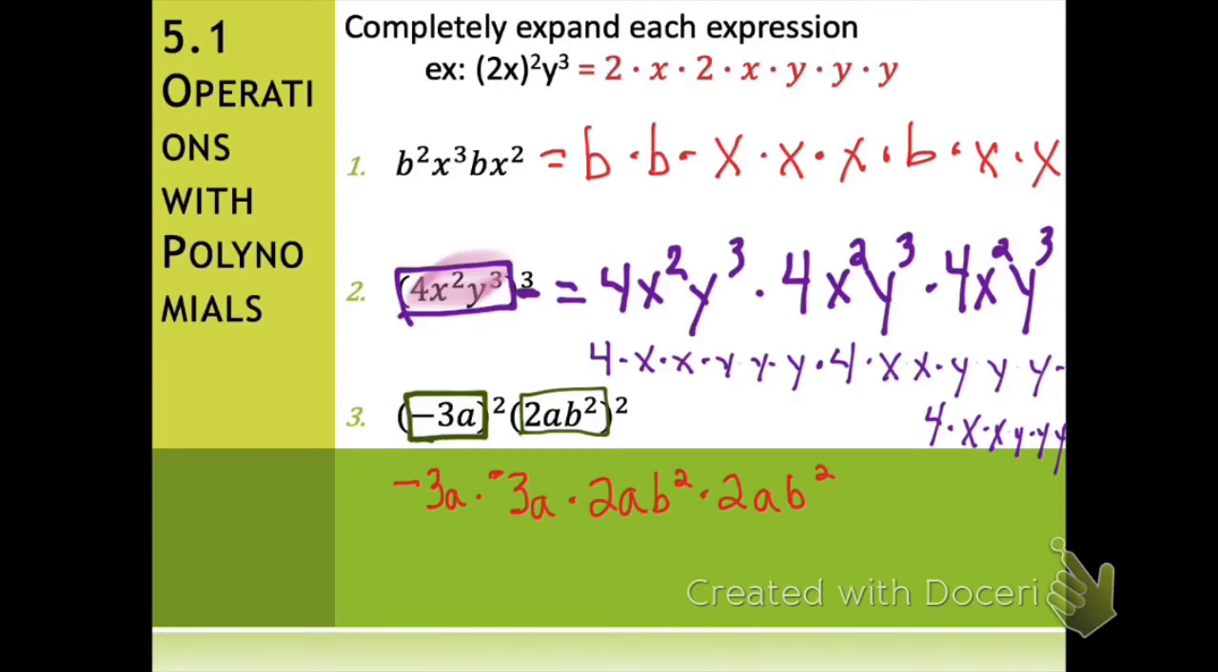Now I'm going to finish expanding, so negative 3 times a times negative 3 times a times 2 times a times, there's 2 of those, b times b times 2 times a times 2 of those, b times b. There we go, completely expanded. So there's my answer, completely expanded.